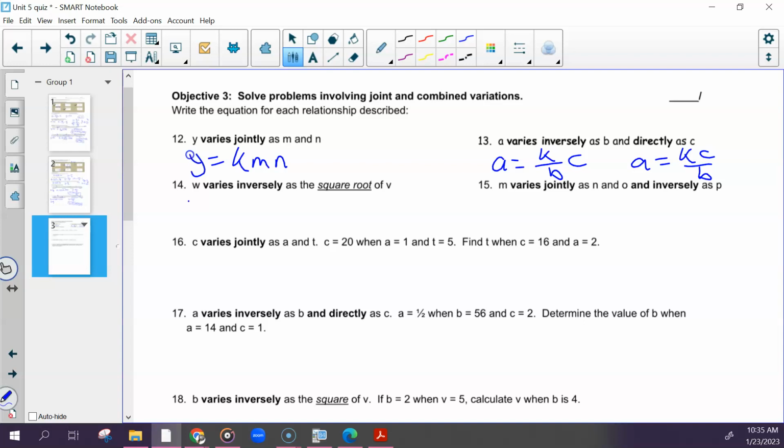w varies inversely, so we're dividing k by the square root of b. And then m varies jointly, so m equals k and o, and inversely as b. So that one was also worth 2 points. Did you do the jointly and inversely correctly? Questions on those?